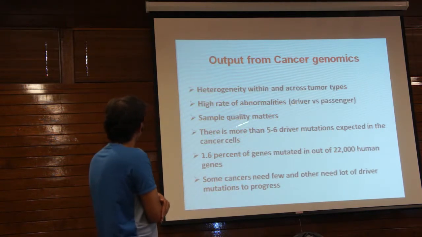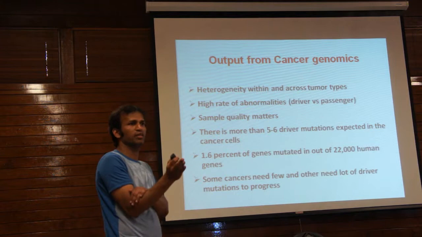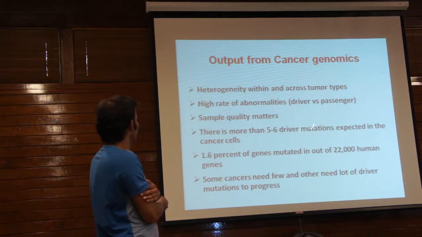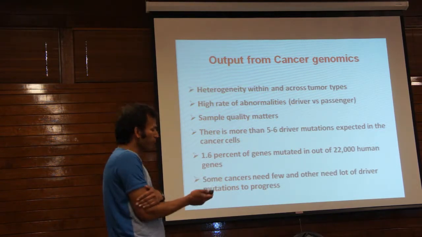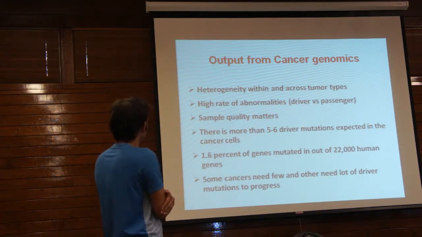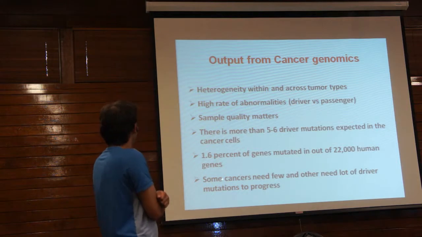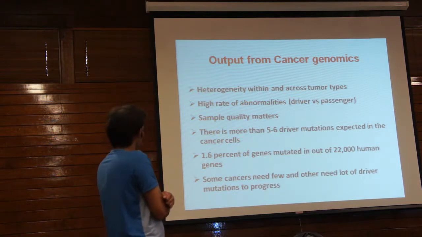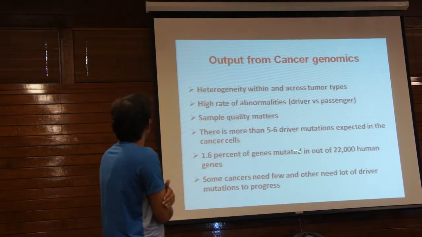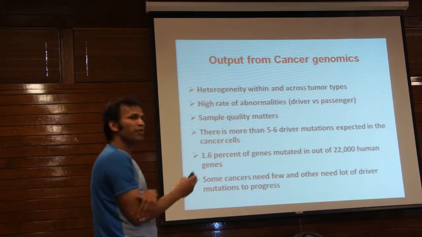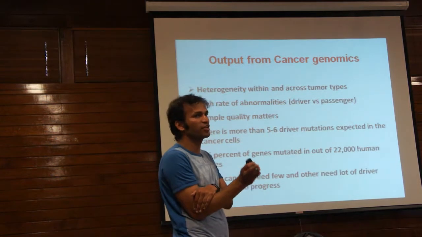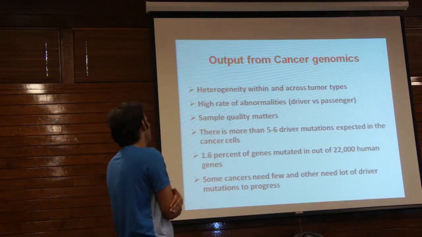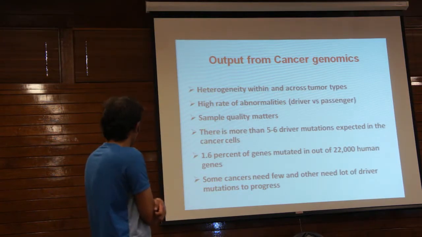So far, people used to believe there are 5-6 driver mutations, because when they mutated or knocked out these proteins in mice or other systems, they tended to develop cancer. But now people predict there are more driver mutations involved in cancer. 1.6% of the 2,100 human genes are mutated, which is also an output of cancer genomics. Some cancers need a lot of driver mutations, while others don't need too many. All this information is very useful for the future development of therapeutic techniques.